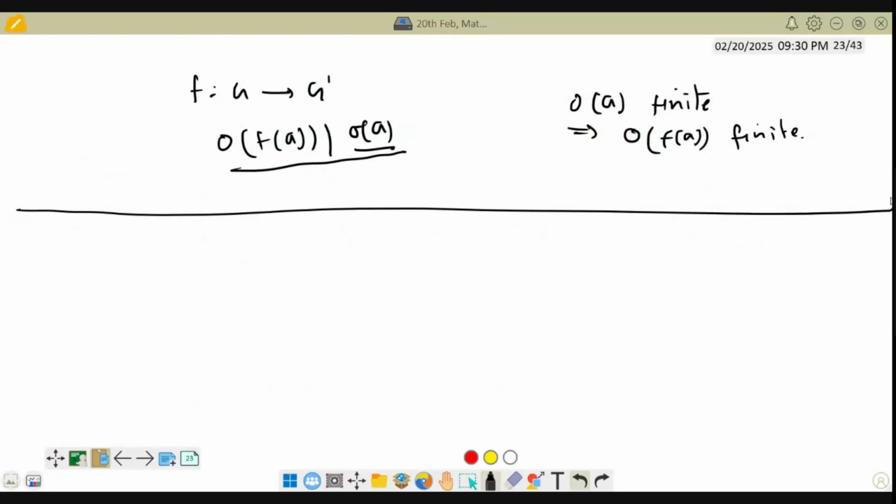Anyone, are you familiar with divisible groups? No, I have no idea. Okay. So okay, let's define this.